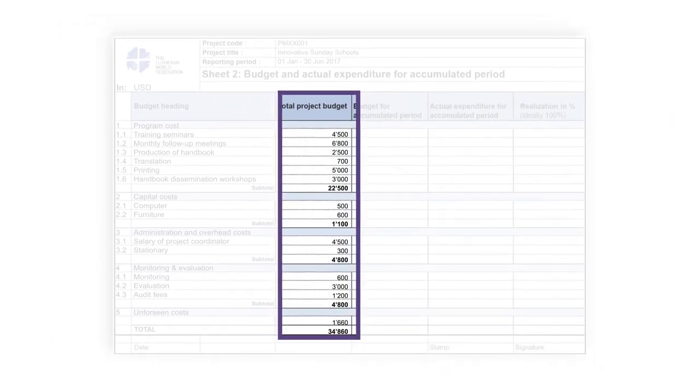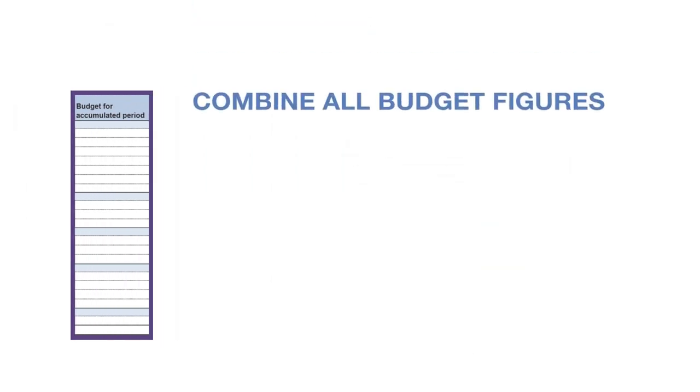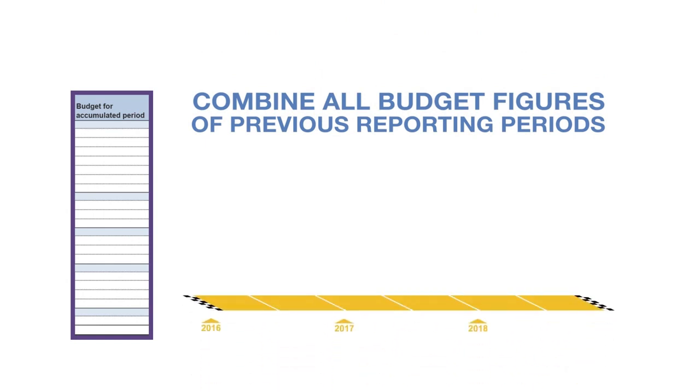3. Budget for accumulated period. This will combine all budget figures of previous reporting periods in your records. If, for example, you are in your second reporting period from July to December, you will include the total combined budget figure from January to December, reporting periods 1 and 2. If you were reporting period 3, you would include the combined budget from periods 1, 2 and 3.